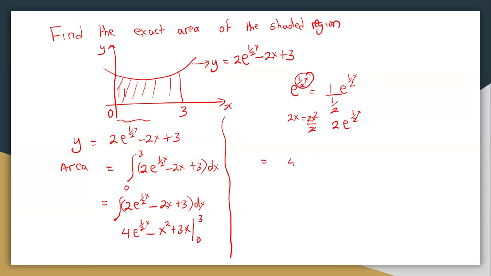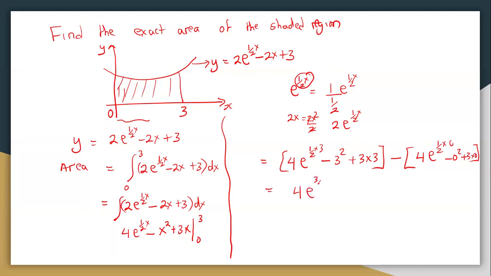When we put in our upper limit, we shall have 4e^(½ × 3) minus 3 squared plus 3 times 3, everything minus the lower limit, which will be 4e^(½ × 0) minus 0 squared plus 3 times 0. So here we shall end up with 4e^(3/2) minus 9, plus 9, minus 4.